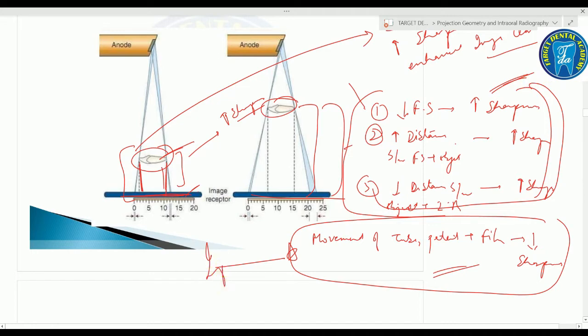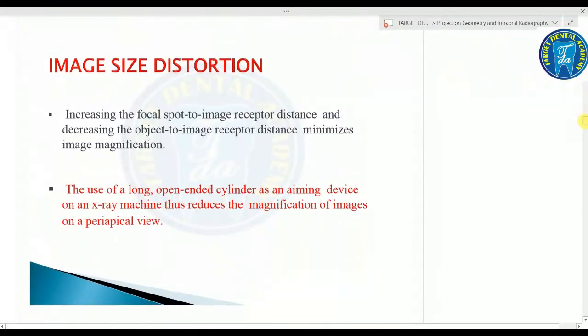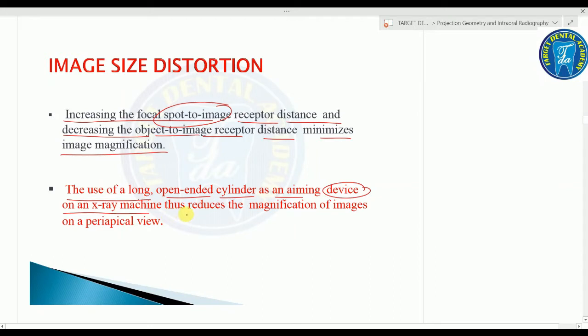Important. So after this, coming on to image size distortion, the second one. In this, increasing the focal spot to image receptor distance and decreasing the object to image receptor distance minimizes the image magnification. Right? So the use of a long open-ended cylinder as an aiming device on an X-ray machine reduces the magnification of the images on a periapical view.